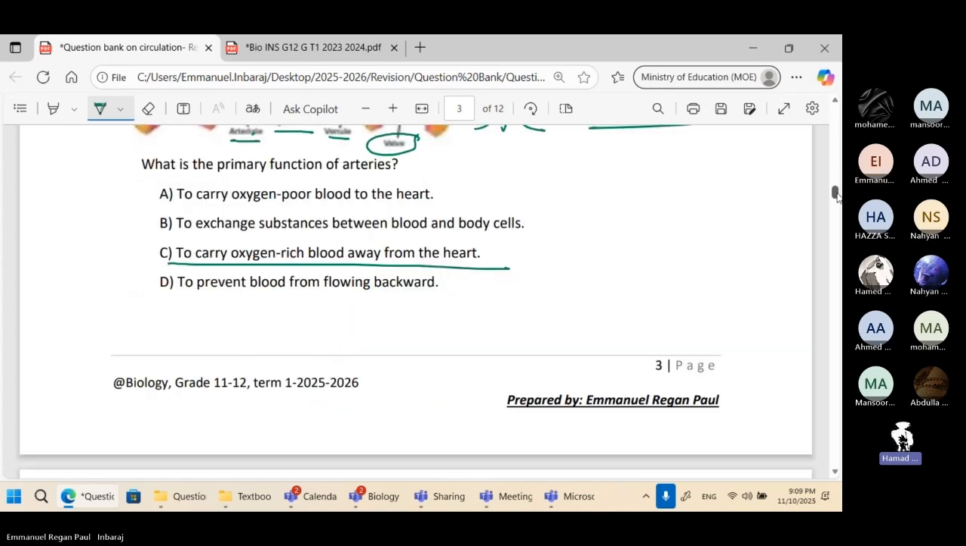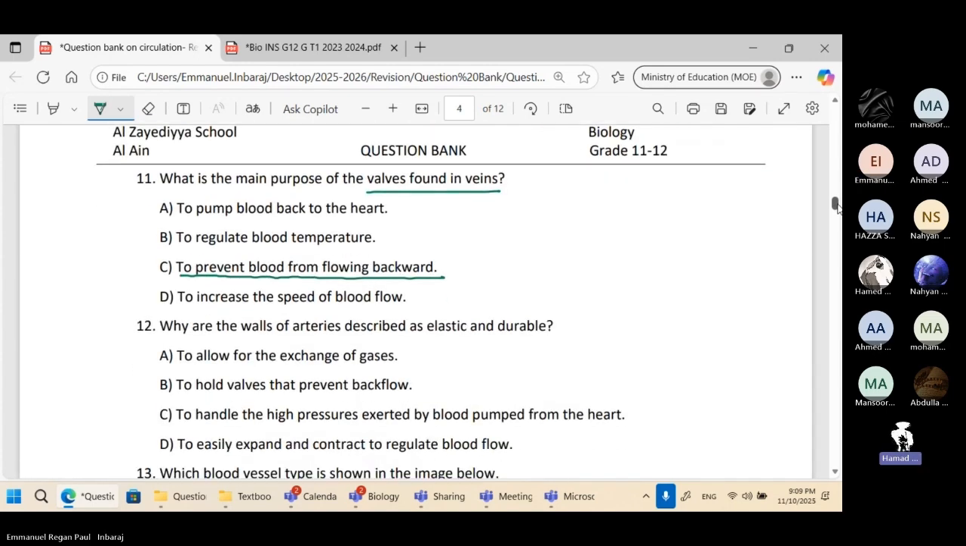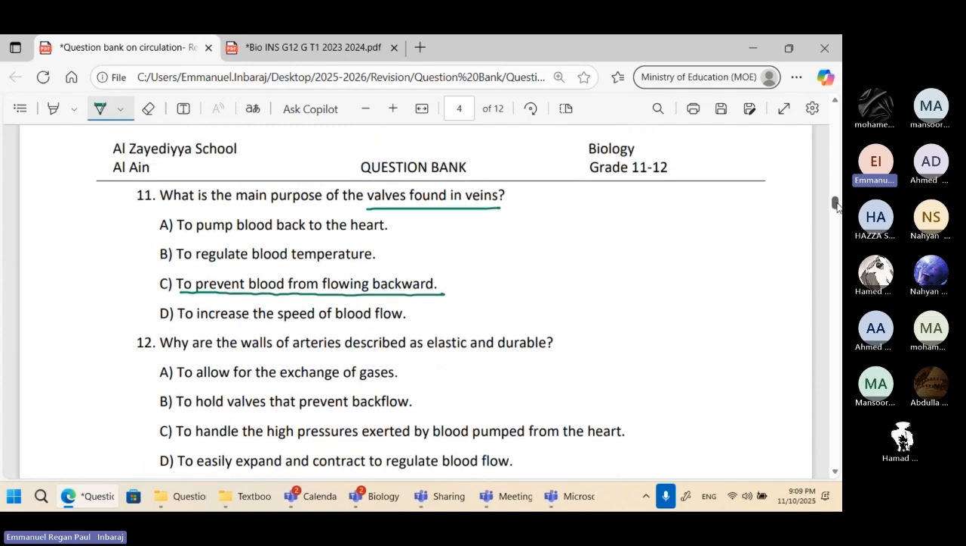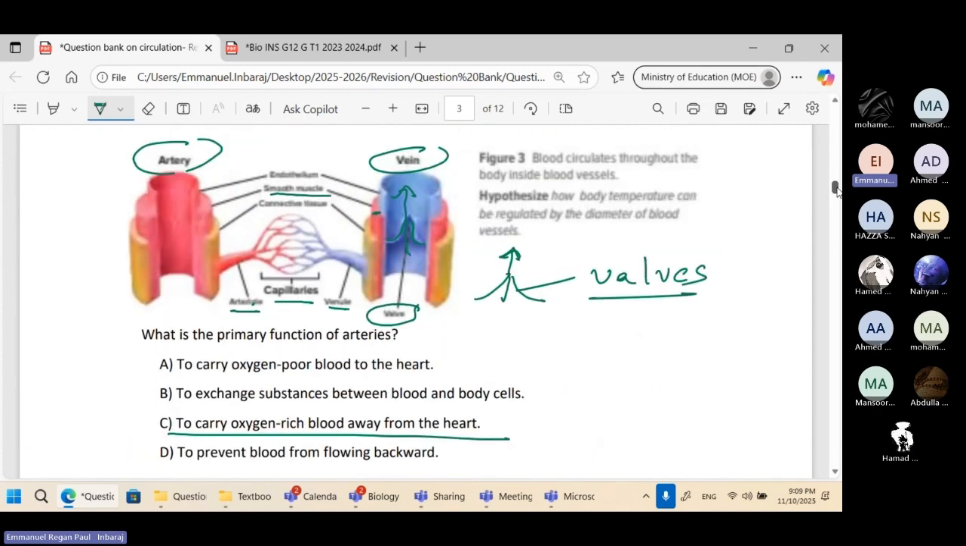Okay, the answer. Why does the artery not have a valve? Because the valve is not required for artery because the blood is going with high pressure already. Because they have high pressure, they don't require a valve. But in vein, the pressure of the blood is very low. So what happens? They require a valve to support. They need a valve to support.